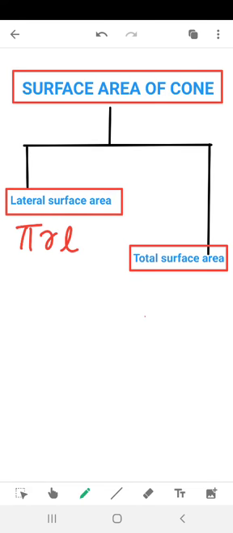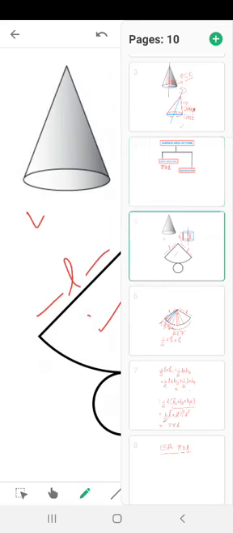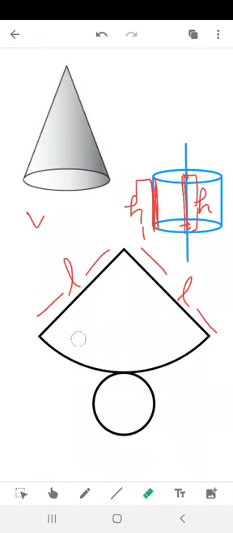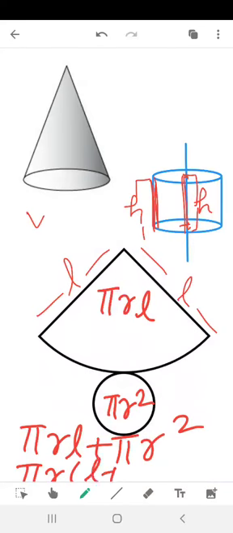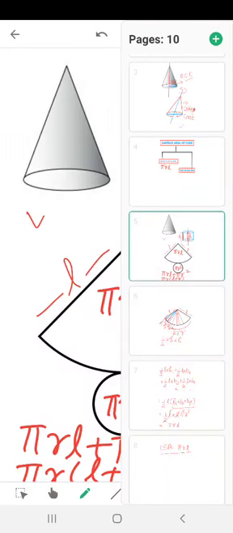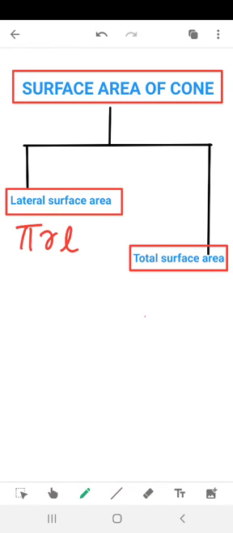Now we have to find out the total surface area. So to find out the total surface area, what are we going to do? We are going to add this and that. Okay, so I have lateral surface area pi r L. I know the area of the circle is pi r square. So just add them, pi r L plus pi r square. That gives you pi r is common, L plus r. So this is the total surface area of a cone. Pi r times L plus r.